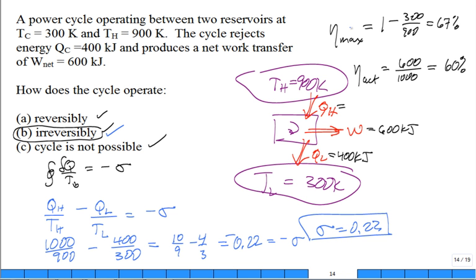I'm sorry. 1,000, 600 and 400 go out. 600 out, 400 out. So what comes in is 1,000. Yeah.